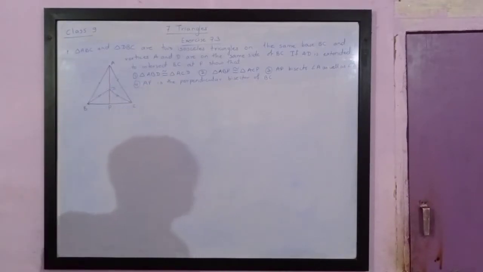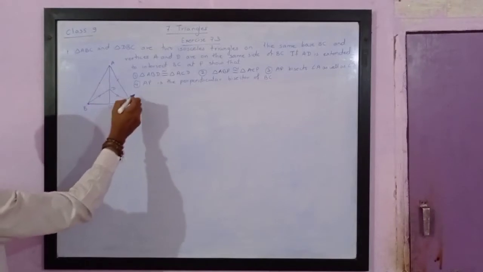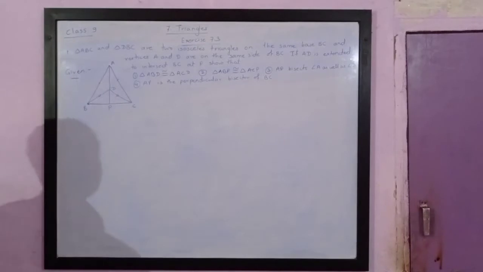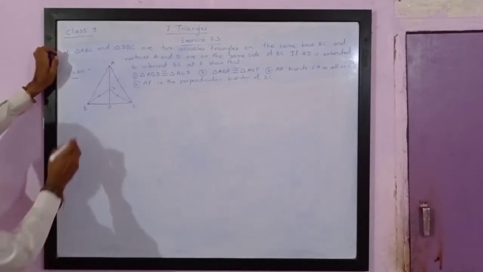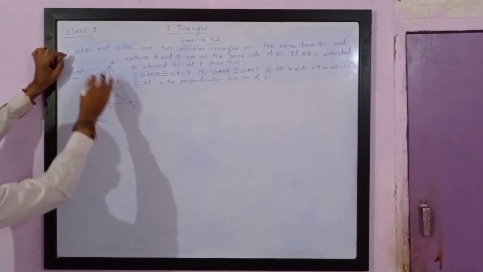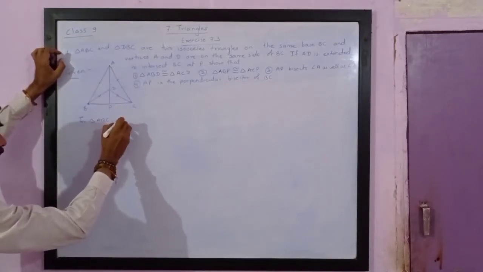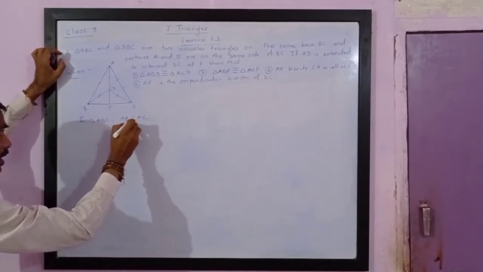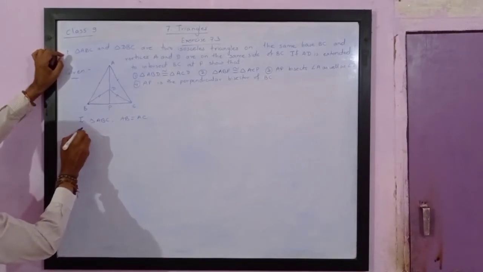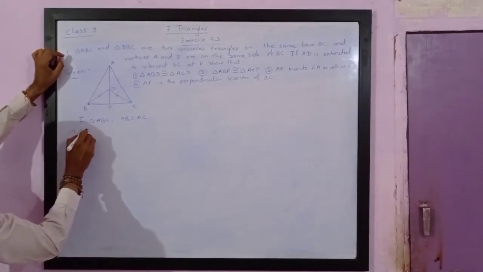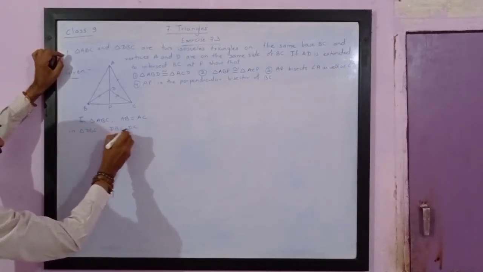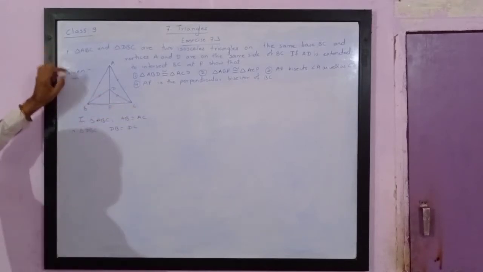So let us see how to prove this. First, let us write whatever is given. So figure is the given part. ABC and DBC are two isosceles triangles. So in triangle ABC, we are given AB is equal to AC. This is given. Then DBC is also an isosceles triangle. So in triangle DBC, DB is equal to DC. This is also given to us.